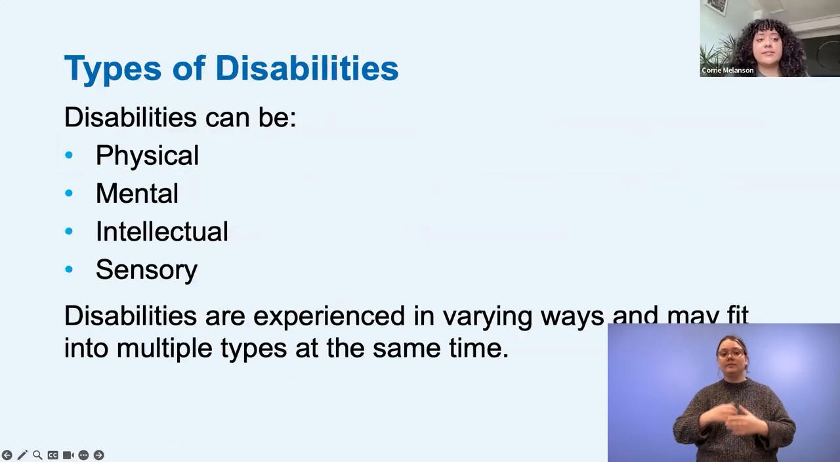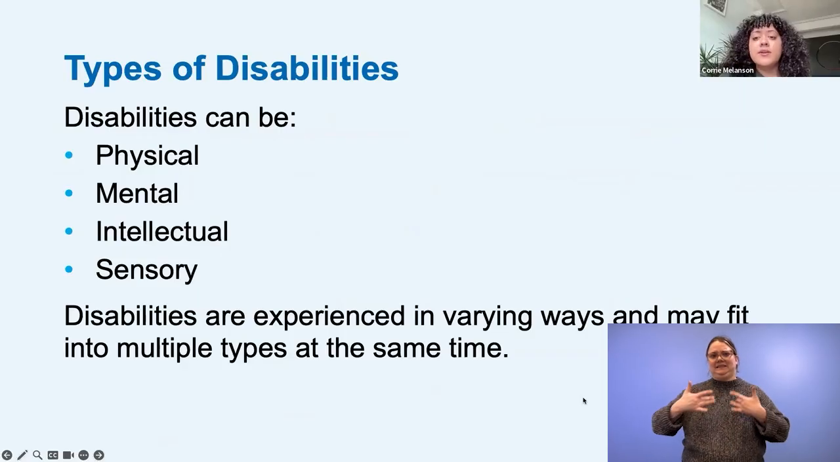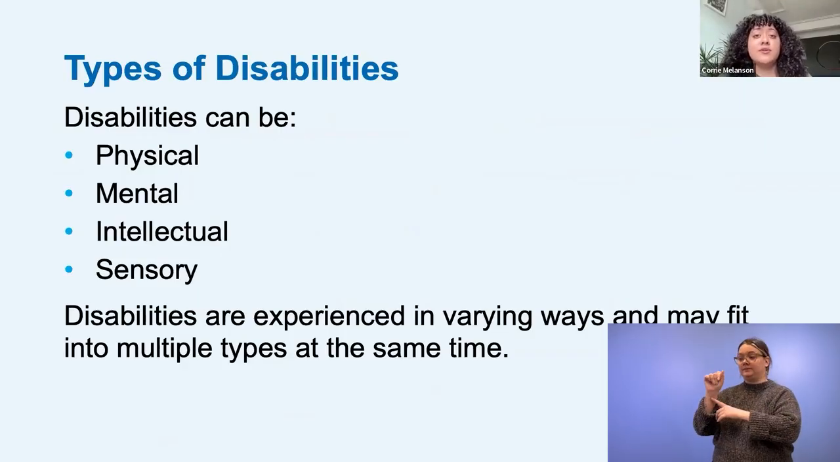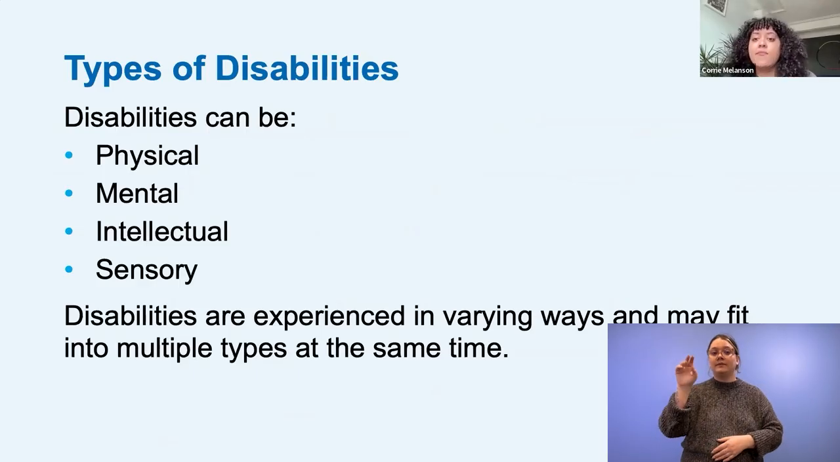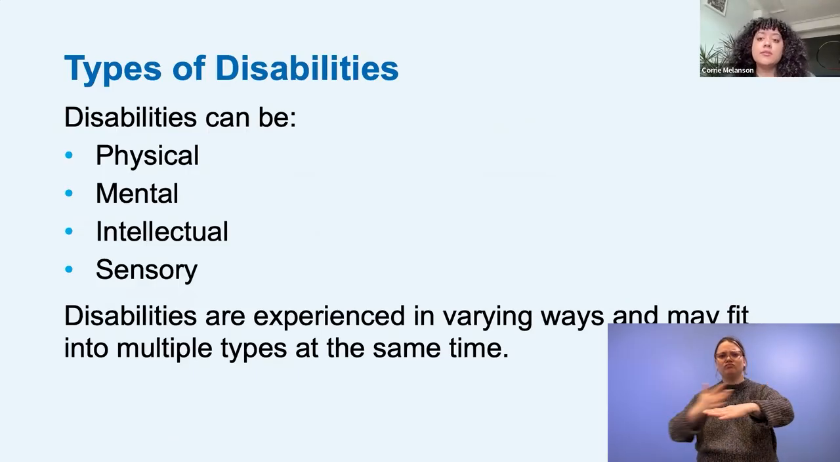So, types of disabilities. Disabilities can be physical, mental, intellectual, and sensory. These categories listed here are based on the definition of disability used in the Nova Scotia Accessibility Act, and they may help us understand a spectrum and diversity of disabilities.